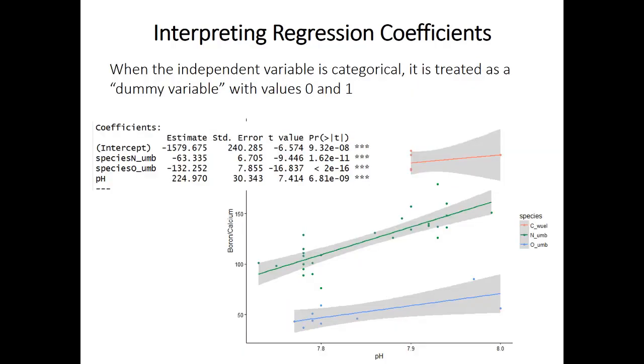The same type of inference applies when one of the independent variables is categorical, like the species identities here. In the mathematics of the equation, the categories tend to be converted into something often called a dummy variable that has values of 0 and 1. So we'll just call one species 0 and the other species 1, arbitrarily.